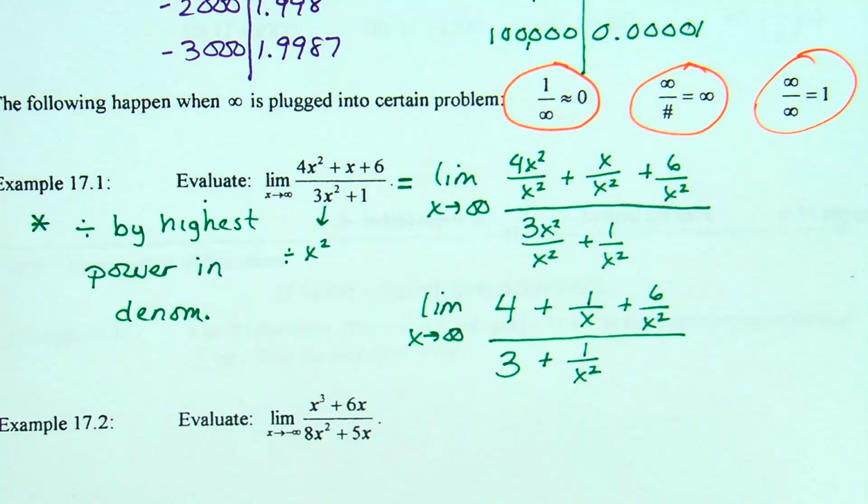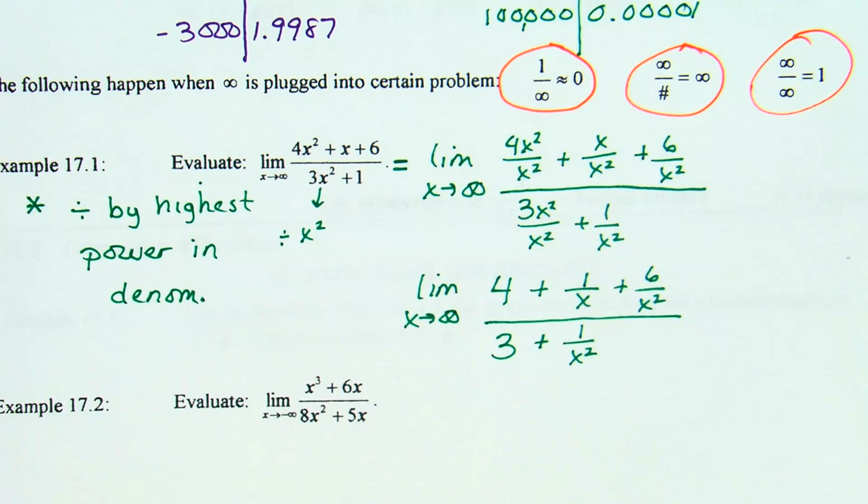So what are we doing here? We're trying to plug in infinity. So every place you see an x, we're going to plug in infinity. You got it? So that means right here, where it's 1 over x, we're going to think 1 over infinity. Where it's 6 over x squared, we're going to think 6 over infinity squared. And where it's 1 over x squared, we're going to think 1 over infinity squared. Got it?